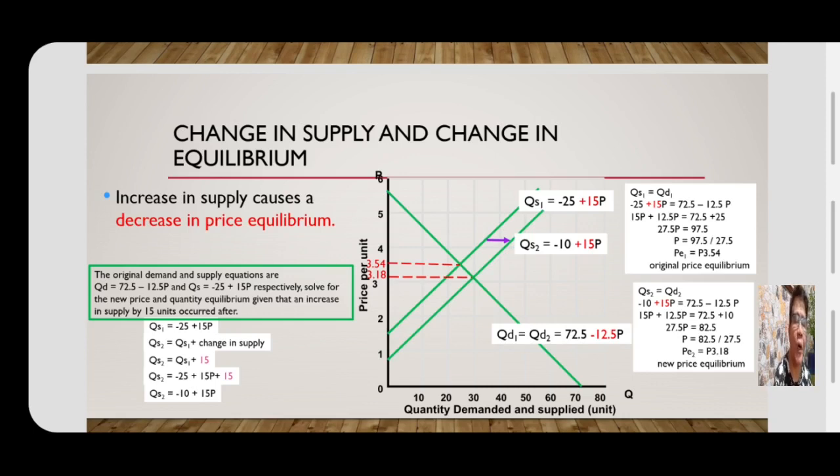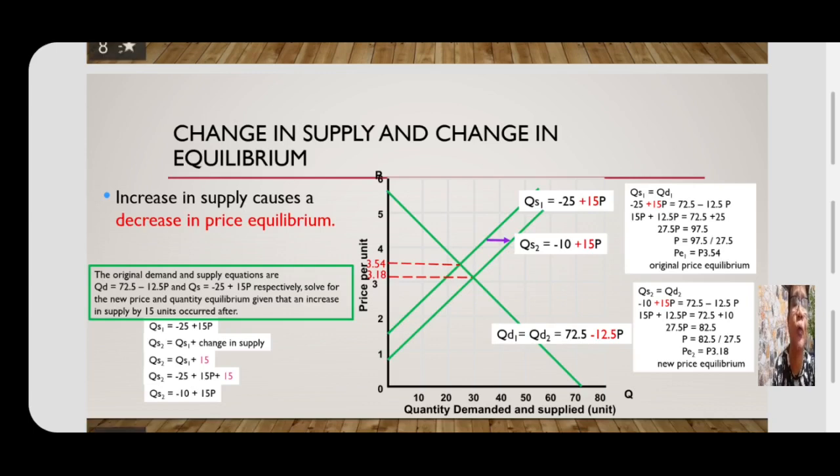And what about the new price equilibrium? We will be equating the new supply equation to the new demand equation. But the new demand equation is the same as the original demand equation because, again, the demand is constant. So we now have QS2 equal to QD2, which is negative 10 plus 15P equals 72.5 minus 12.5P. And solving for P, we can now have a value of 3.18 pesos as the new price equilibrium.